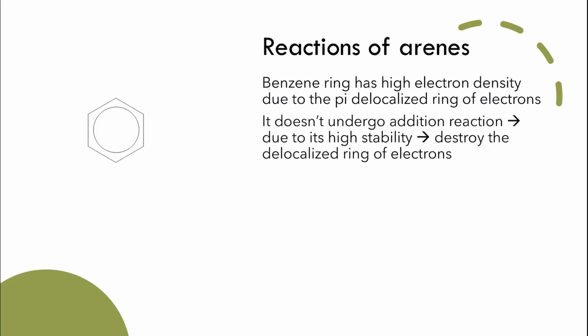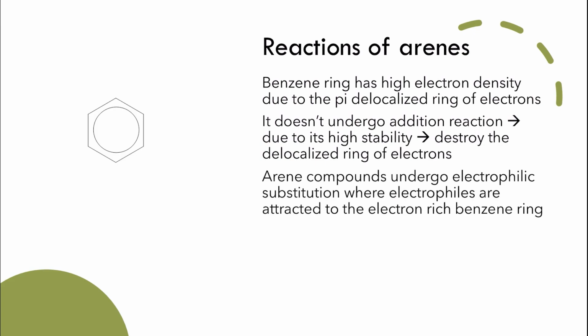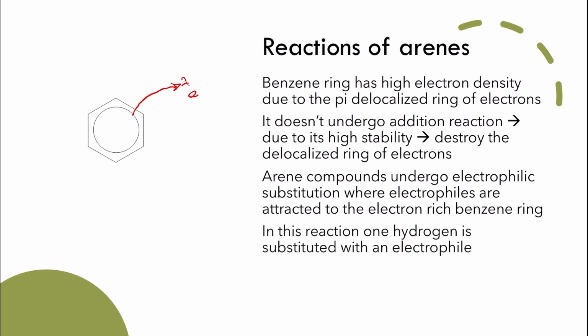density. So it doesn't undergo any addition reaction, because an addition reaction means we need to break the ring of the delocalized electrons. The benzene ring is highly stable, so it doesn't undergo this type of reaction, but instead it can undergo an electrophilic substitution reaction, where we have an electrophile. The electrophile is something that has a positive charge, and the electrophile can be attacked by the electron-rich benzene ring. In this reaction, one hydrogen from the benzene ring is going to be substituted by the electrophile.